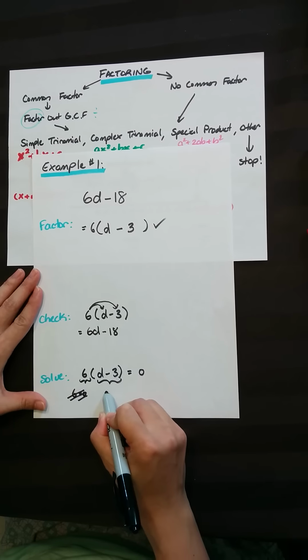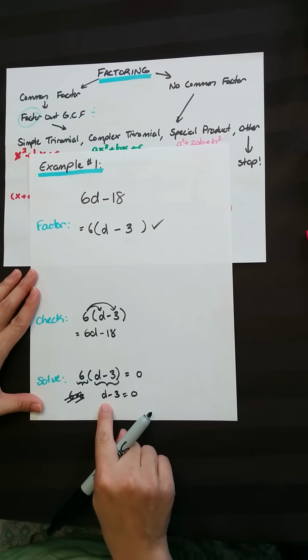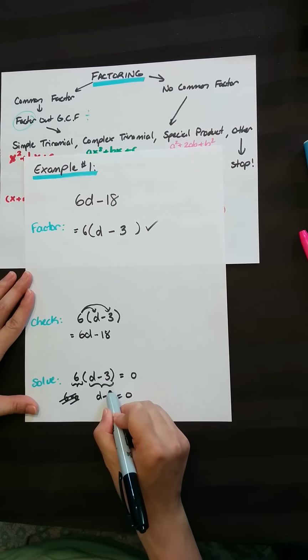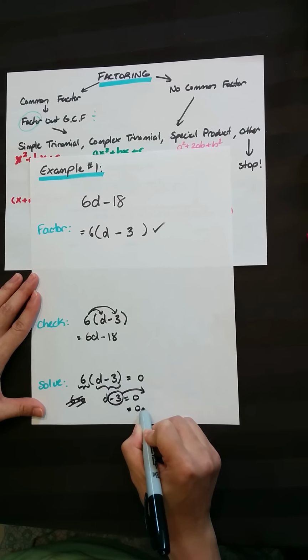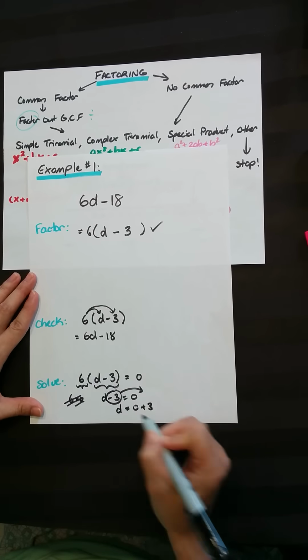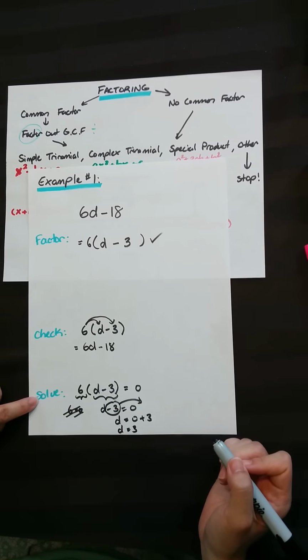But this part right here is where the information is, because that's where the d is, and I want to know what d equals. Okay, so we're going to bring the 3 over, and it's going to become positive. We have d by itself over here, which means that d is equal to 3, and that's what they wanted by solving.